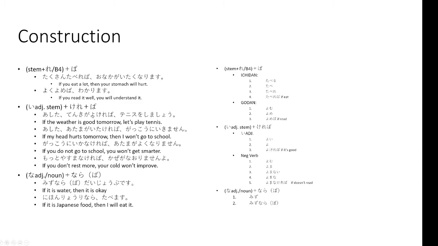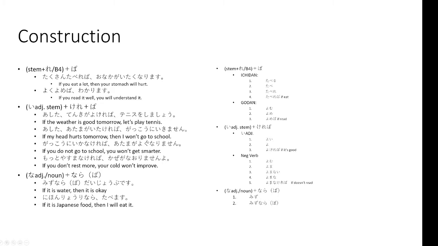明日天気が良ければテニスをしましょう. Now, in this second example, I'm using the e adjective, which means painful or hurts. 痛い. Took itai, removed the e, and added kereba to ita, giving me itakereba. In this example, it says, if my head hurts tomorrow, then I won't go to school. 明日頭が痛ければ学校に行きません.